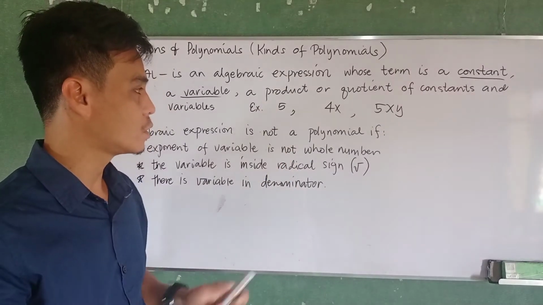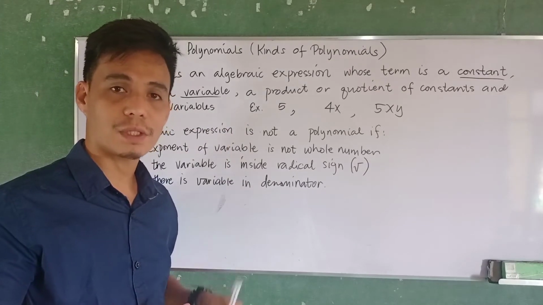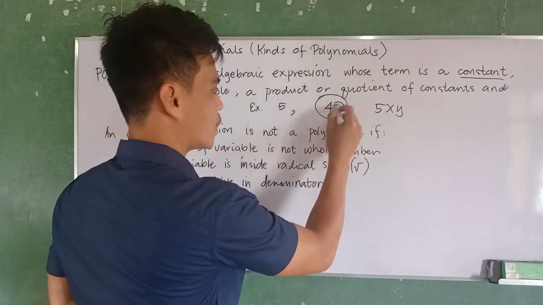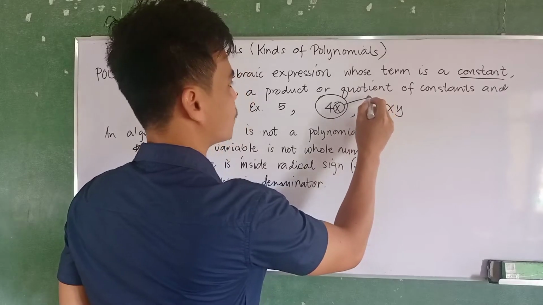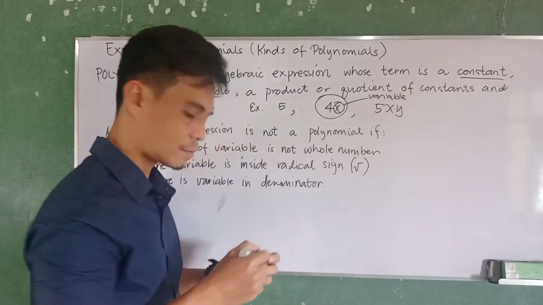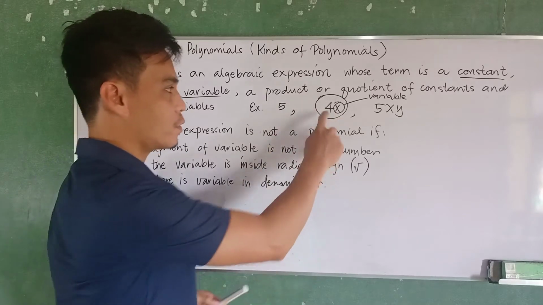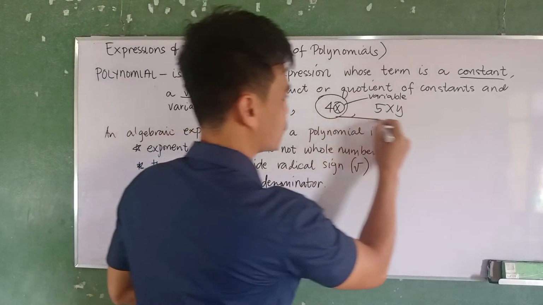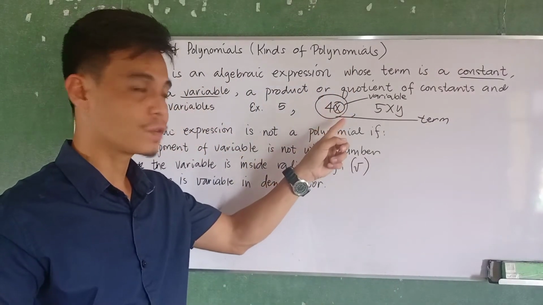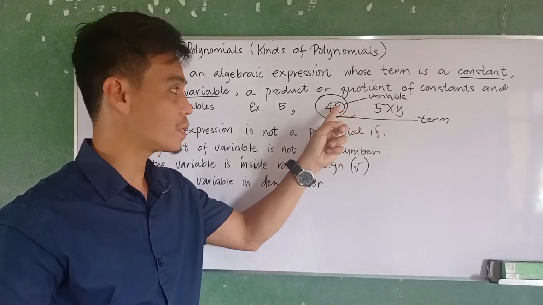So, constant yun. Yung pag sinabi natin variable, guys, yun yung mga letters na nagagamit natin sa ating expression. So for example, sa 4x natin, yung x natin dyan yung tinatawag na variable. Yung kabuuang tawag natin sa 4x is the term. Isang term yung 4x, kung saan yung variable natin ay iyong x.